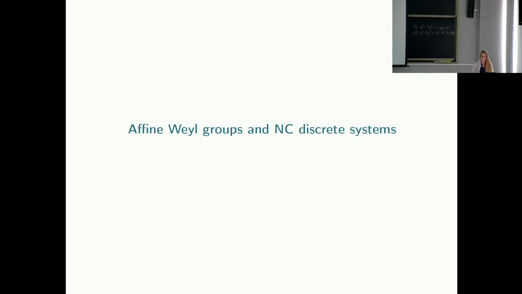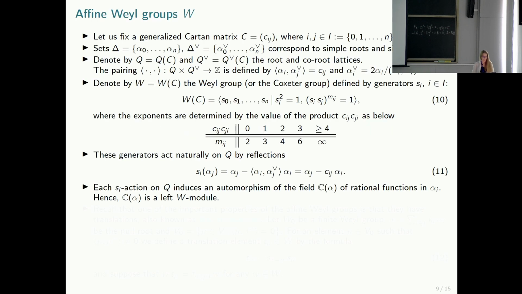So let me show the main setting of our construction. Let me briefly recall what the affine Weyl group is. We fix the Cartan matrix. We have two sets of roots, simple roots and simple coroots. We can introduce the root and coroot lattices. They are related by pairing.